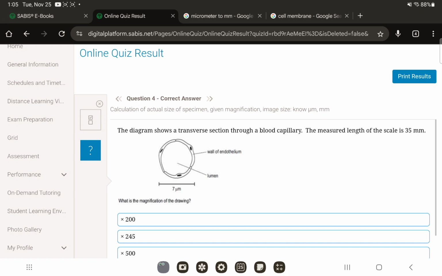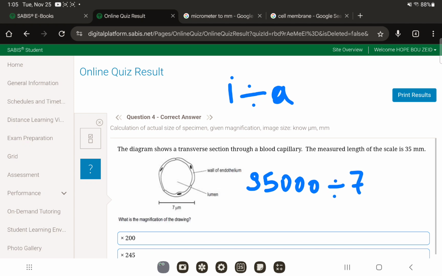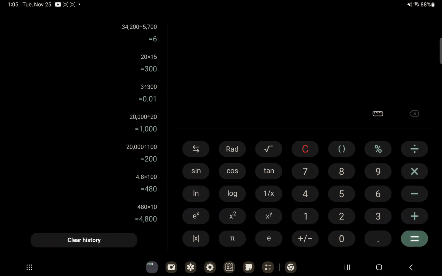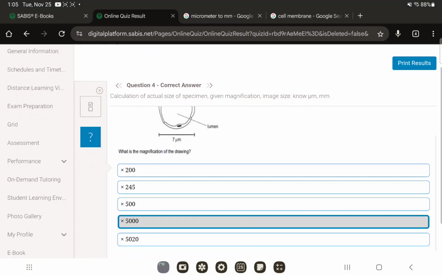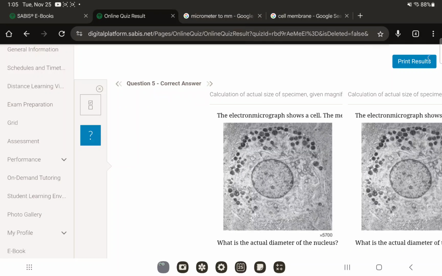So to do the size of image divided by the actual size would be 35,000 divided by 7. So 35,000 divided by 7 is 5,000. There you go. 5,000 is the magnification.